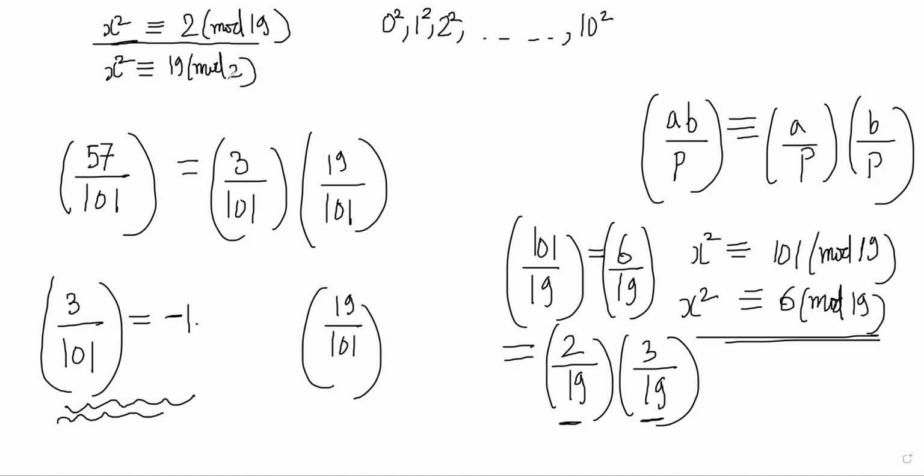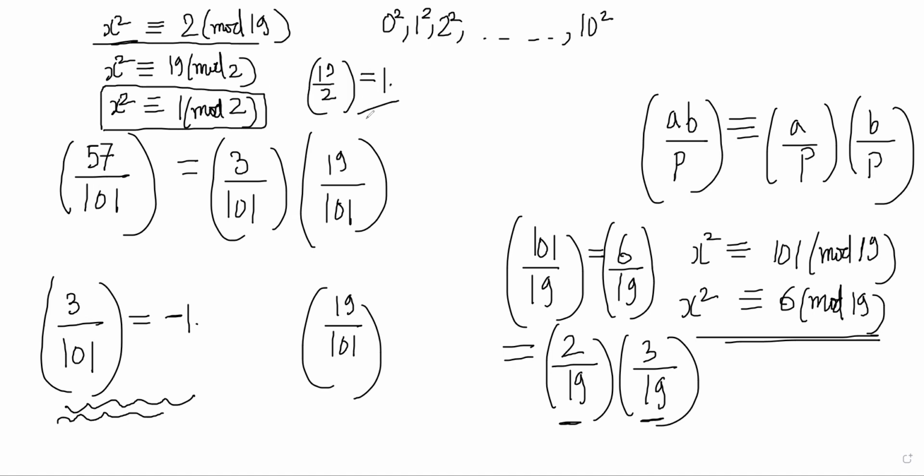x² ≡ 19 mod 2, which is equal to 1 mod 2. And x² ≡ 1 mod 2 has a clear solution, 1, right? So that means (19/2) has the value 1, Legendre symbol. So now we have to figure out what is (2/19), right?